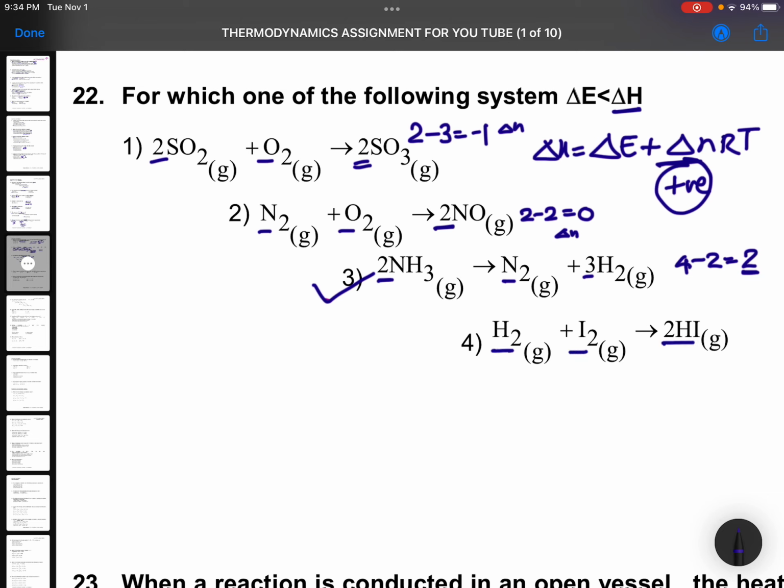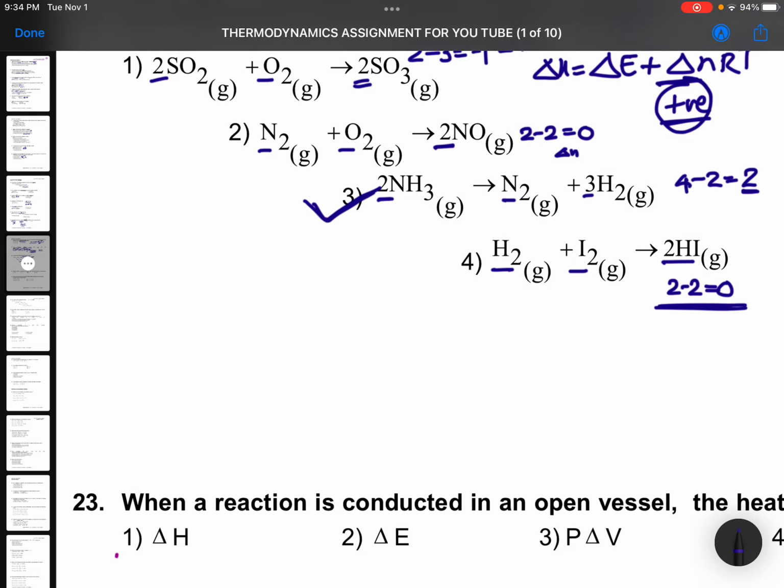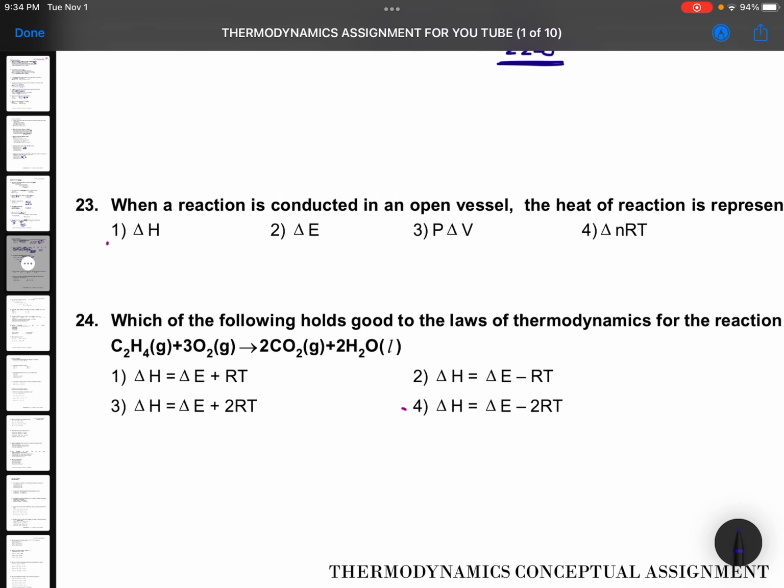H2 plus I2 gives 2HI: 2 moles and 2 moles, which is equal to 0. So this is your answer. What you need to check: he is asking for delta H to be greater, which means delta n must be positive. Hope you are enjoying the thermodynamics assignment.